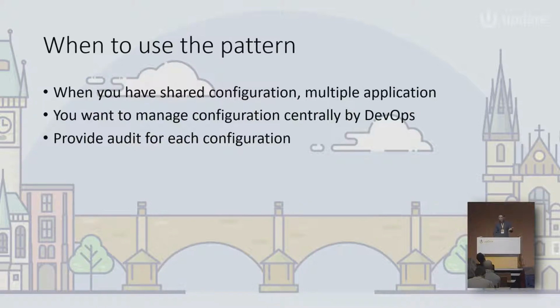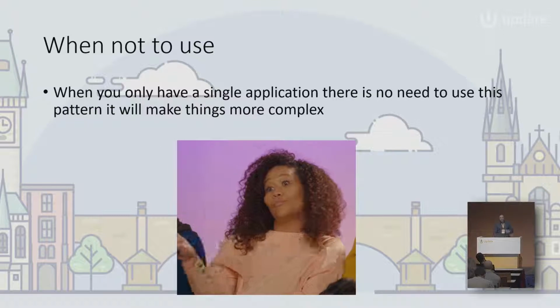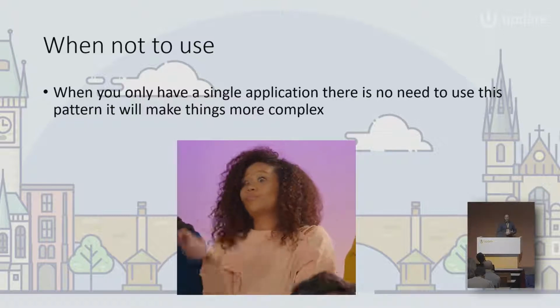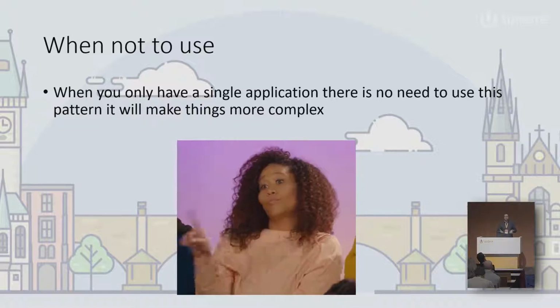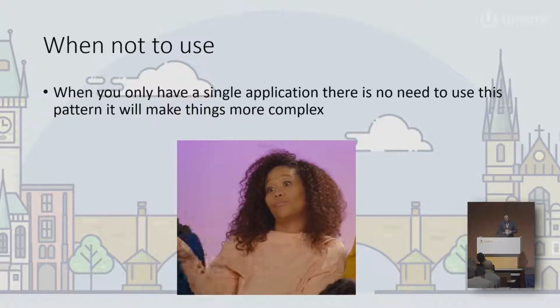So when to use this pattern? When you have shared configuration and multiple applications, you want to manage the configuration centrally in one point, and you want to provide an audit for each of the configuration changes or anything like that. For us, we're a security company, so you have to have an audit trail for it. When not to use this, basically? When you only have one application, there's no point in having all this complexity of a centralized management system.